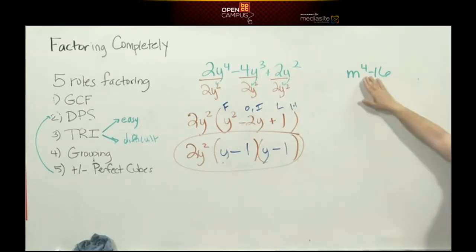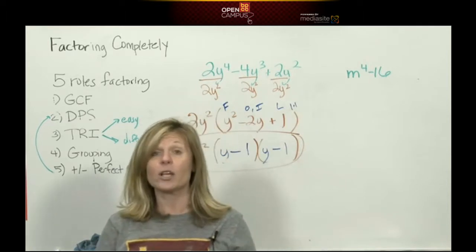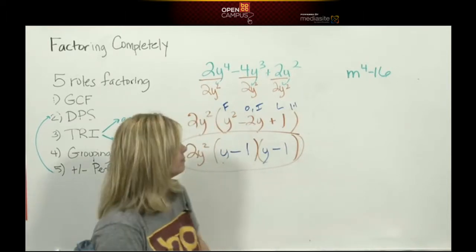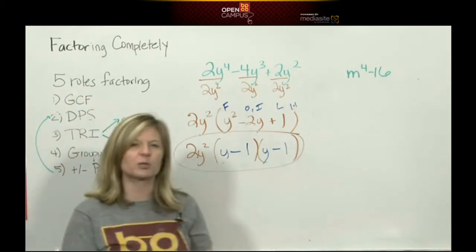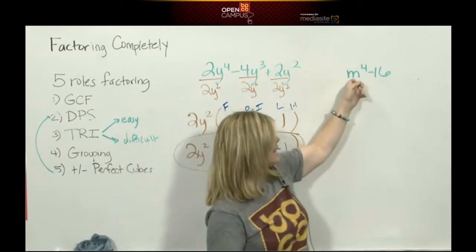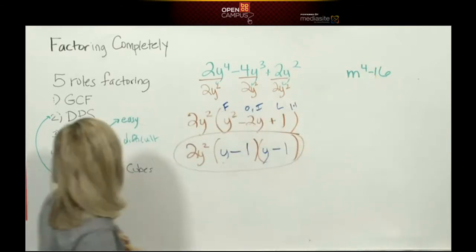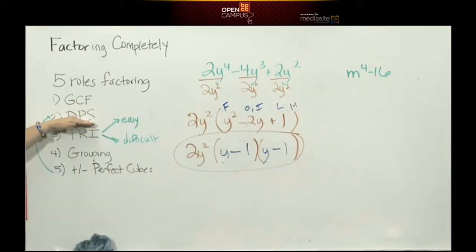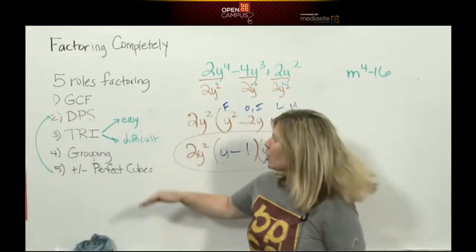Now, let's move on to my next expression, m to the 4th minus 16. Again, I want to factor this completely. This time I want you to notice, do you see a GCF? No. GCF is always the first thing we look for, but not every algebra expression has a GCF. So there's not anything we can divide both of these terms by. Because there are only 2 terms, we look at 2 rules, difference of perfect squares or sum or difference of perfect cubes. To do trinomial, you need 3 terms. I don't have that. To do grouping, I need 4 terms. I don't have that. So let's go through the list.